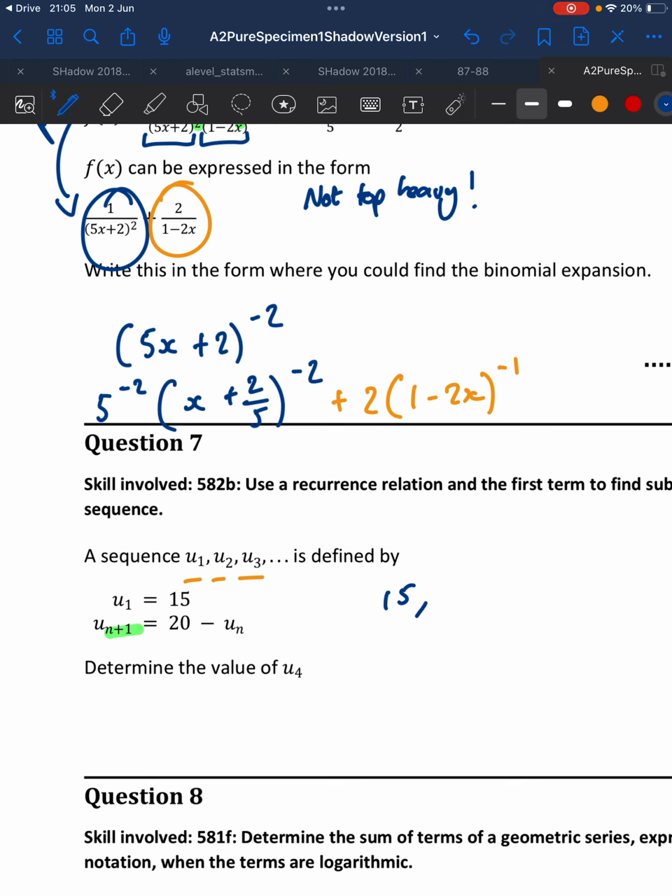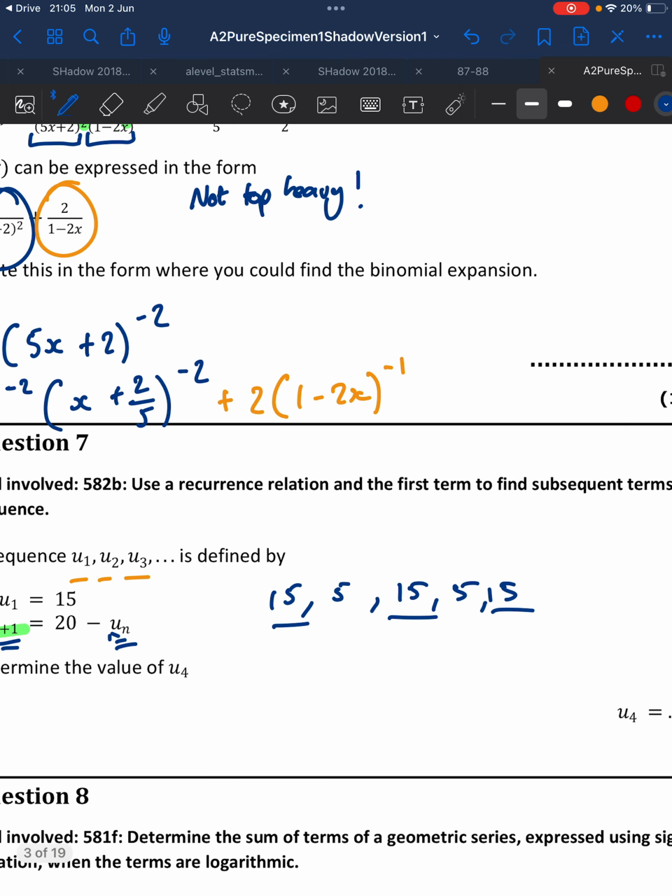So I've got 15 and then 20. Well, this is just saying 20 minus, this is the next one, this is the one before. So this is 15, and then this is 20 minus 15. So it's going to be like 5, isn't it? And then the next one would be 20 minus 5. Okay. So you find out what's happening just by working these out.